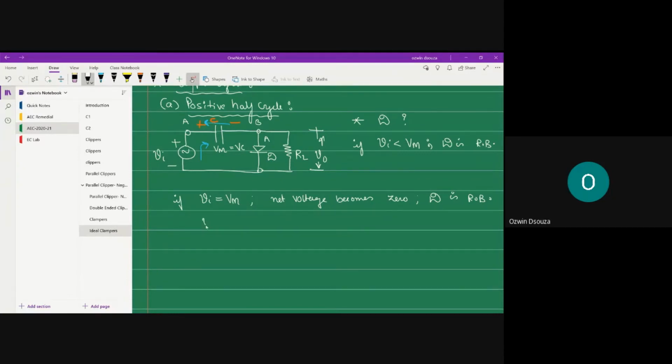Can you have a condition wherein input can be greater than Vm? Yes or no? Type in your chat box. Can my input attain a value which is greater than Vm? Is it possible? No. Why? That's because Vm is the maximum value of the input. So at the maximum, your Vi can be equal to the capacitor voltage. So you can get only two conditions.